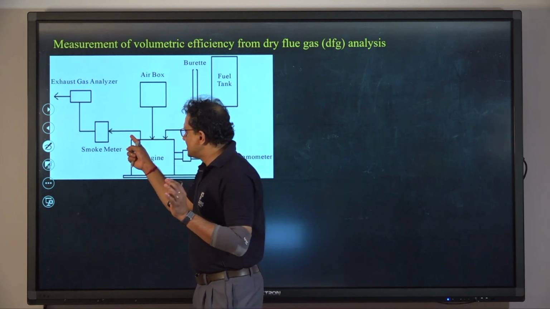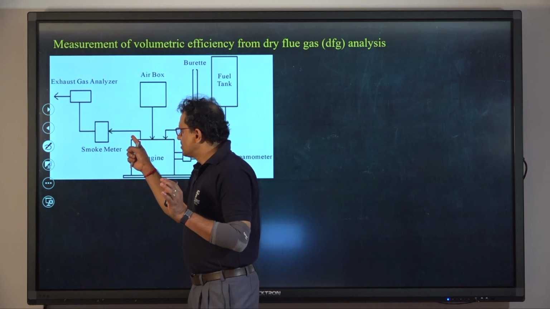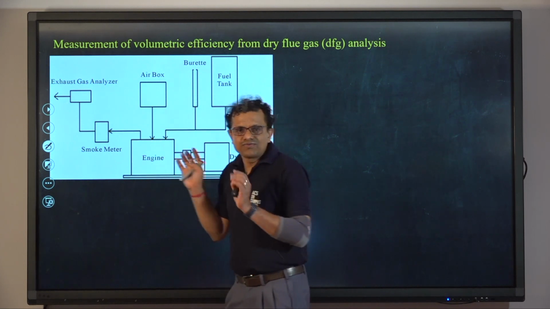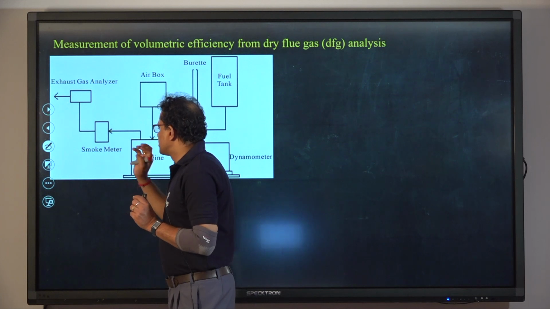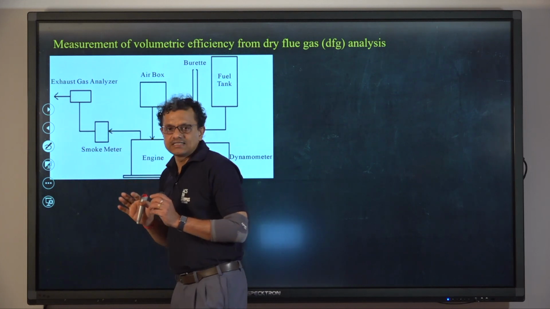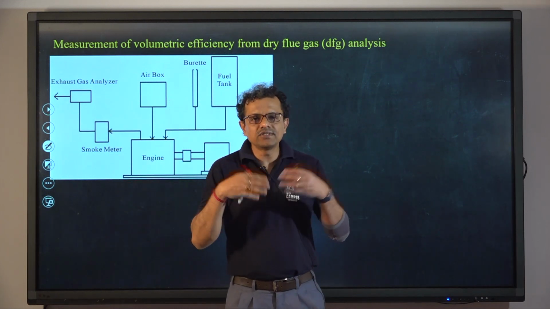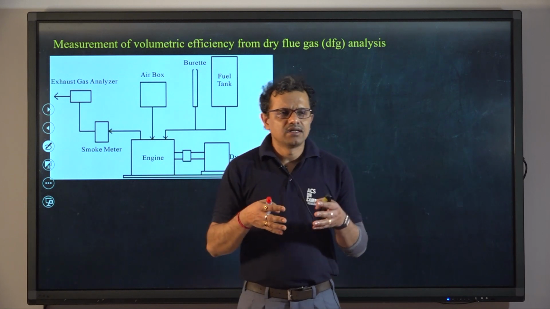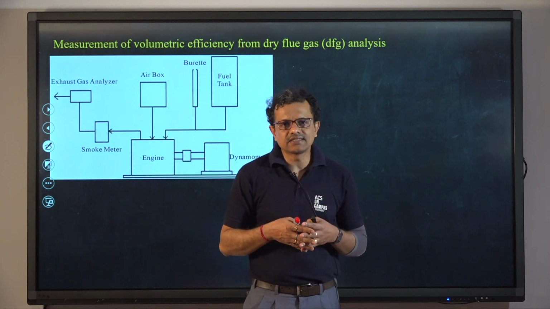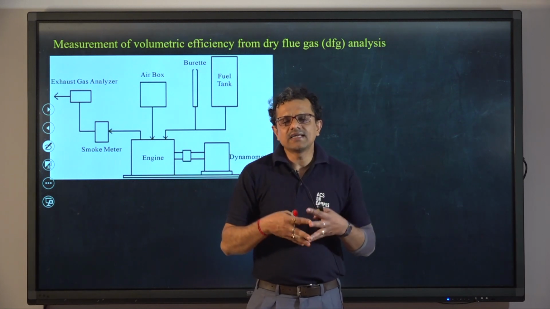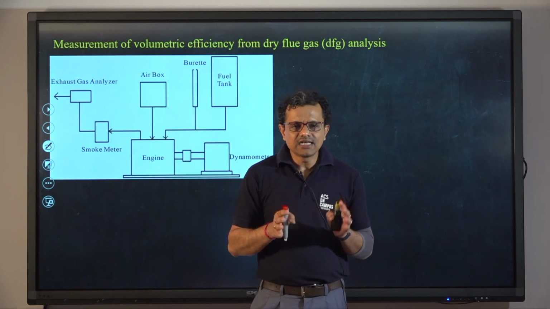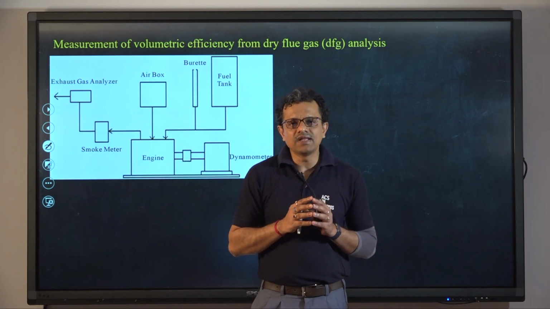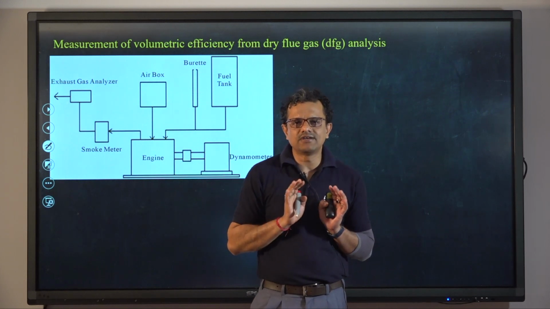Now, the exhaust gases that come out from the engine can be taken through this smoke meter and finally the exhaust gas analyzer to analyze the composition of exhaust gases, and from that composition we can estimate volumetric efficiency. Let me solve one numerical problem to illustrate this method first.